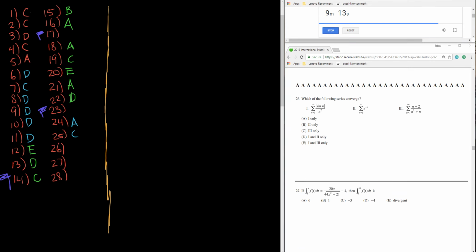Okay, which of the following series converges? Absolute value of sine n divided by n squared, that definitely converges, you've got some serious going to 0 action. e to the negative n, that certainly diverges, because you're just going to the n, going in really fast. n plus 2 divided by n squared plus 2, as that approaches infinity, that's going to be the same as 1 divided by n, aka the harmonic series. So it's going to be 1 and 2, or answer D. Nice and efficient. I like it.